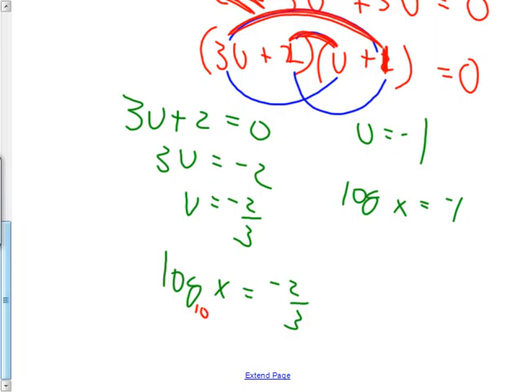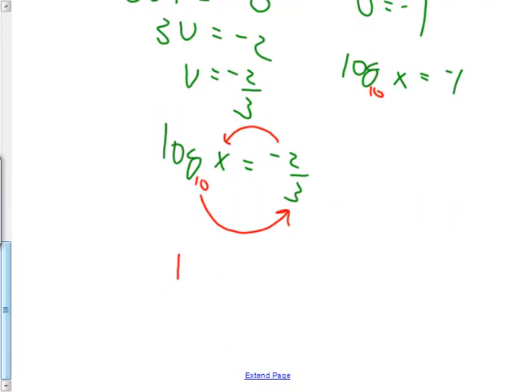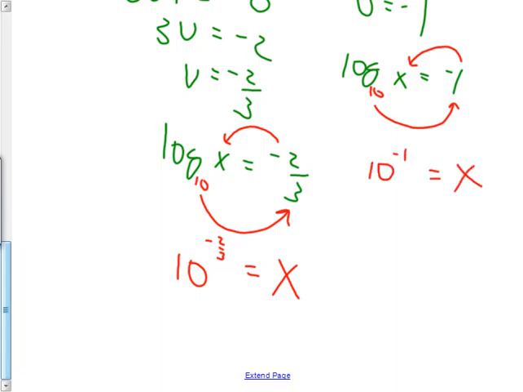Base 10. 10 to the that equals that. And so 10 to the negative 2/3 equals x. And on the other one, 10 to the negative 1 equals x. Hardest kind, guarantee you there'll be one on there. Okay? Should you put it, it'll be like 1/10? That is 1/10, just to be safe, in case your teachers are really strict.